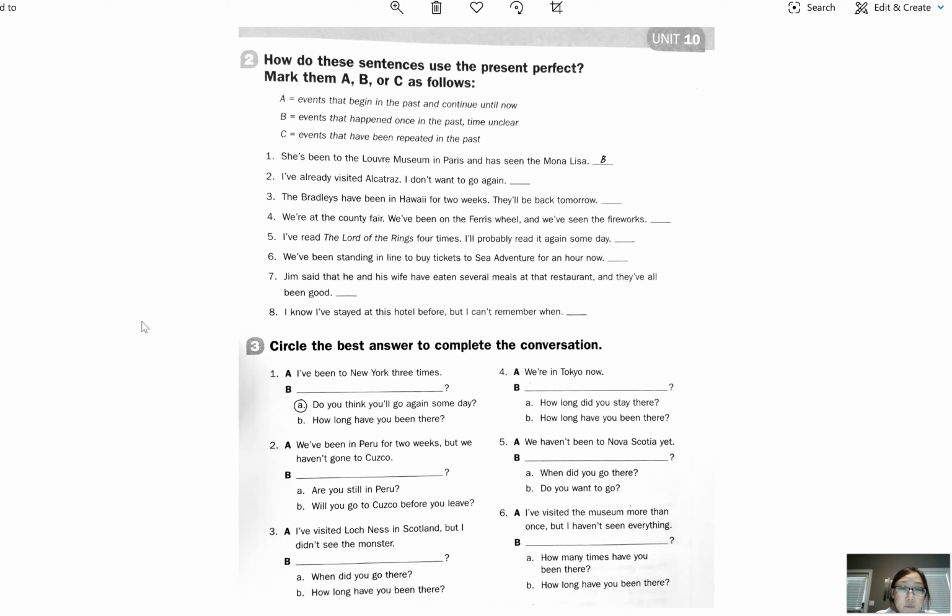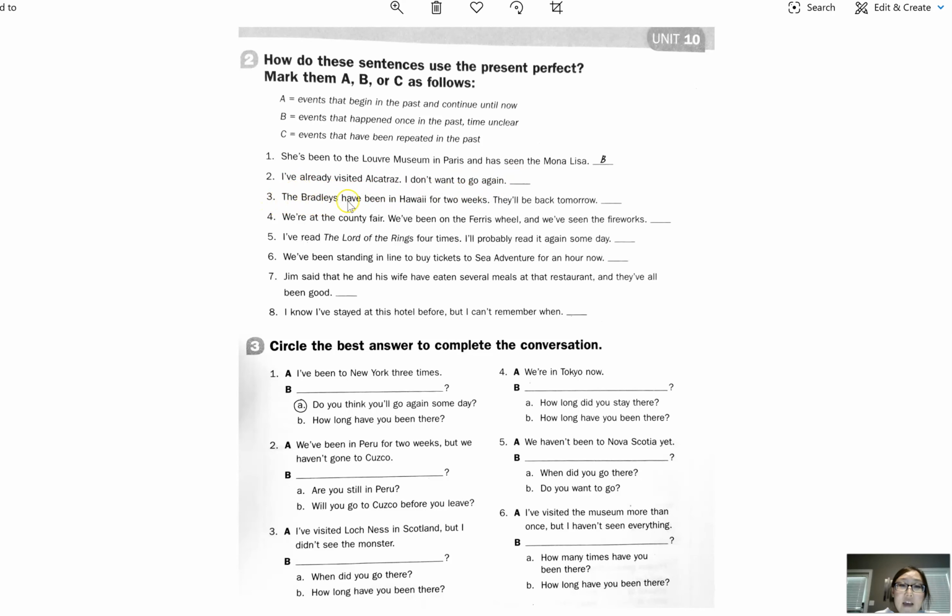Okay, so number 2. I've already visited Alcatraz. I don't want to go again. It doesn't include the time, and it's just once. So this is also B. This is an event that happened once in the past, but the time is unclear. And then number 3.